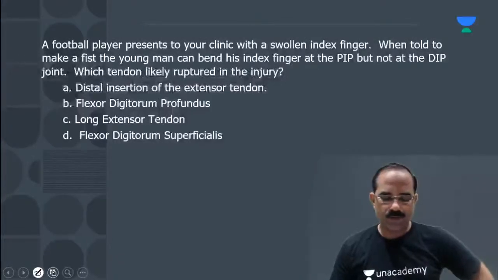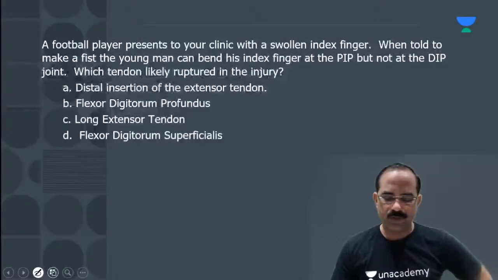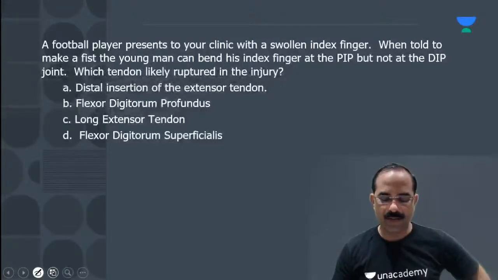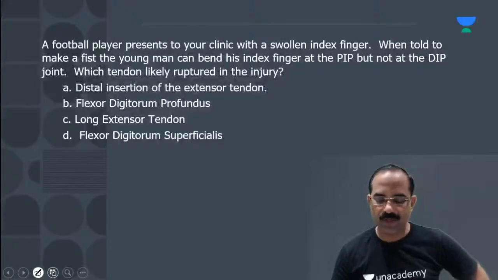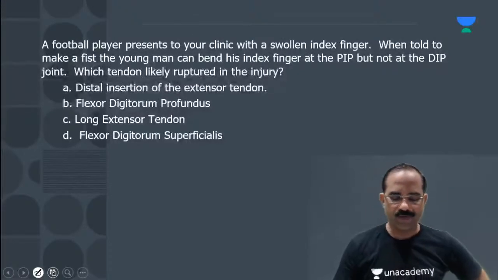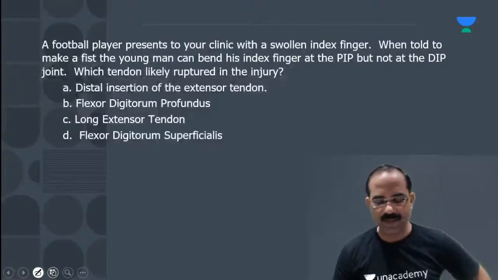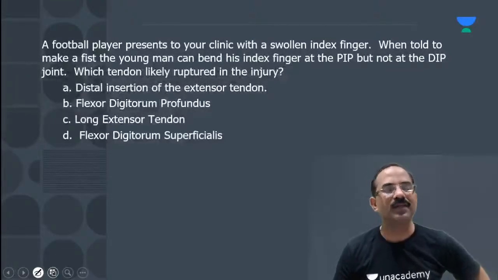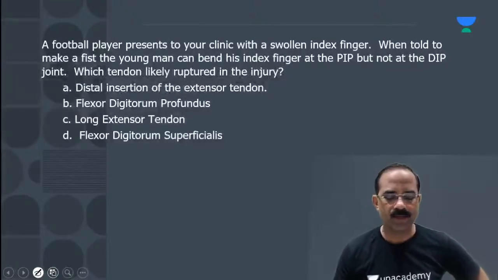Answer this. A football player presents to your clinic with a swollen index finger. When told to make a fist, the young man can bend his index finger at the proximal interphalangeal joint but not at the distal interphalangeal joint. Which tendon is likely ruptured in the injury? Answer this.